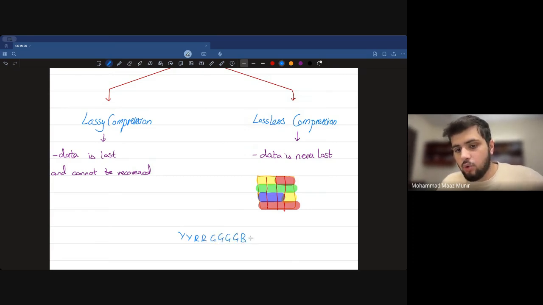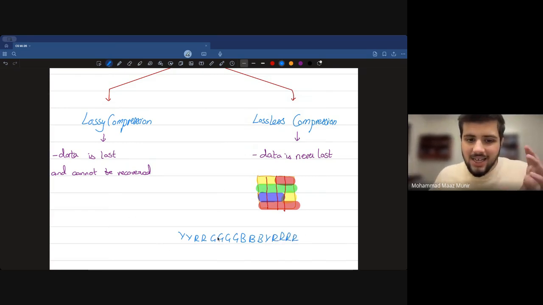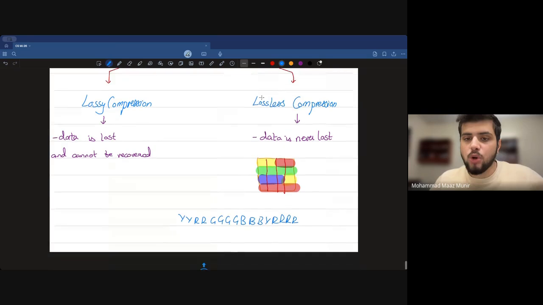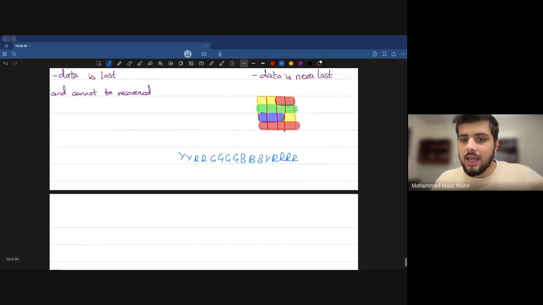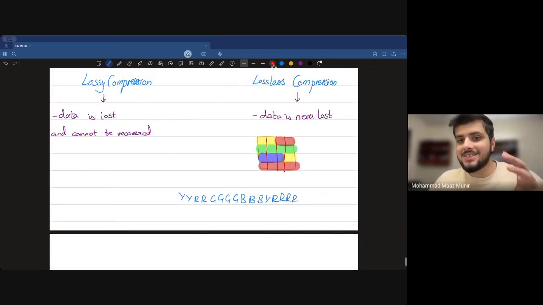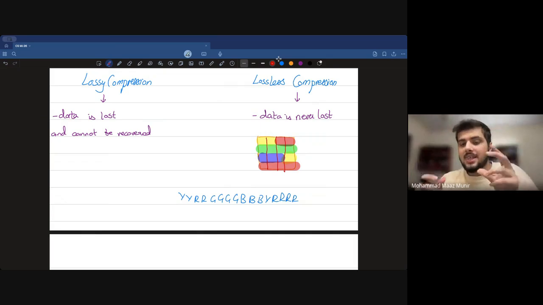green, blue, yellow, red. So this might be, if I want to store it in computer memory, written in the form of binary, right? Now what lossless compression does is it compares and says, okay, let's not delete data, let's identify some key pattern and summarize the whole thing into a smaller chunk.